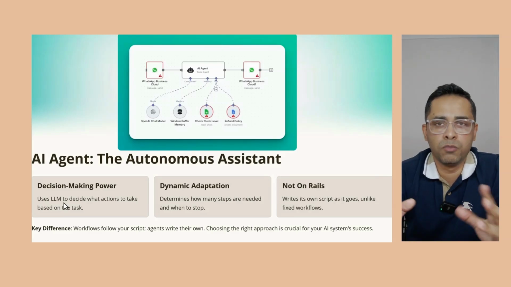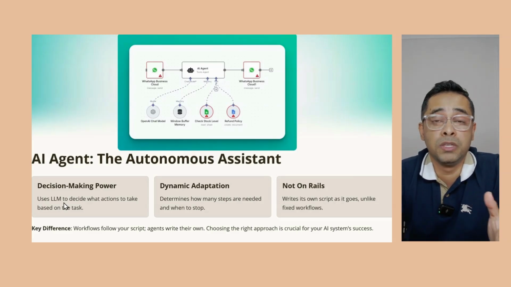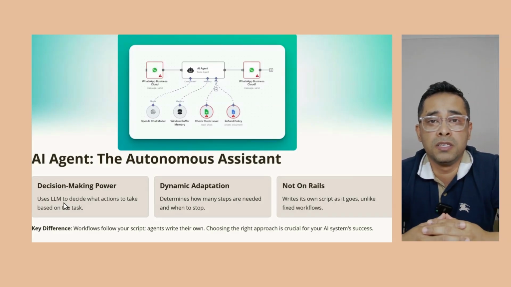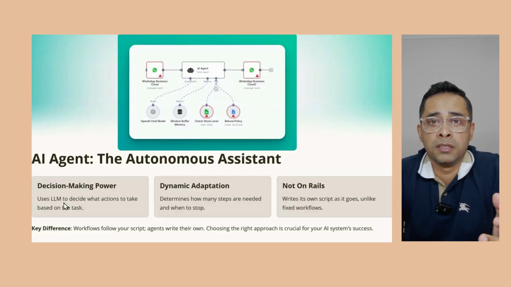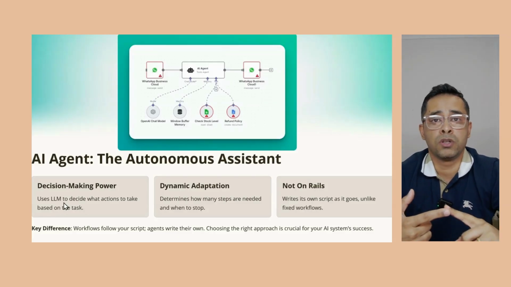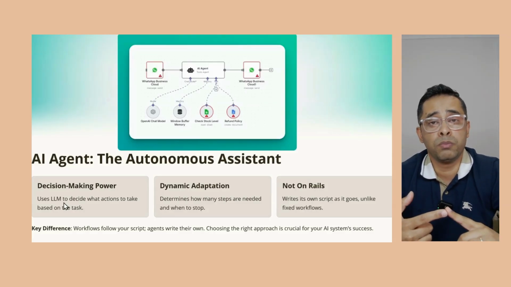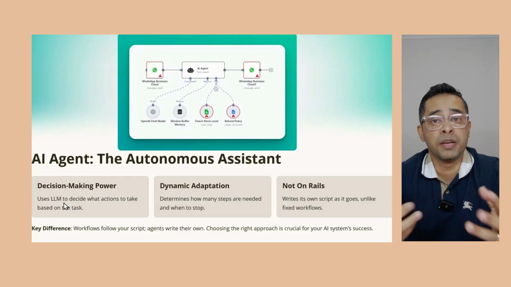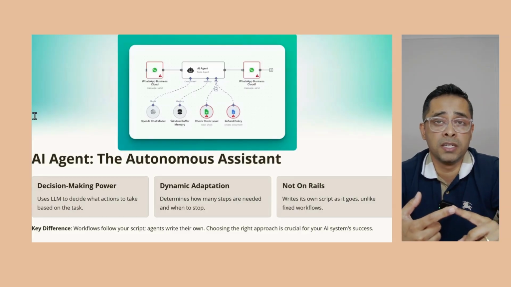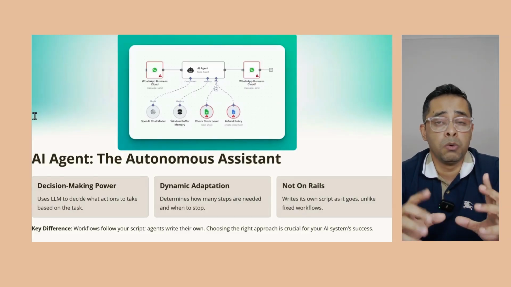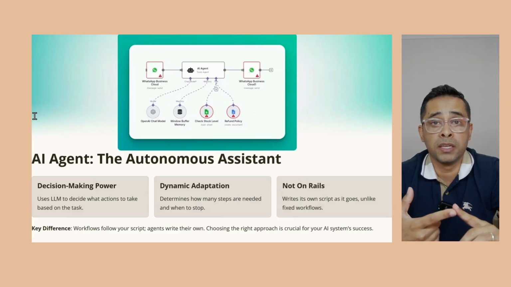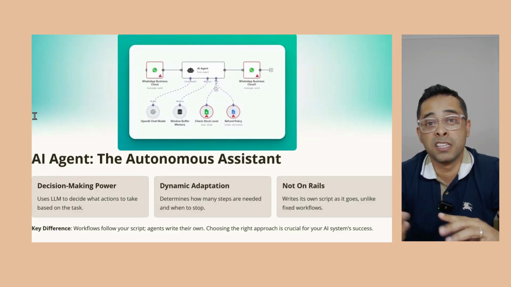Now the AI agent is more autonomous. It's like a personal assistant with decision-making power. An AI agent decides what action to take, how many steps are needed, and when to stop, all based on the task. There's no predetermined step. It's adaptive and dynamic. The key difference between the AI agent and AI workflow is that a workflow follows a script which you write, whereas an agent writes its own script as it goes.